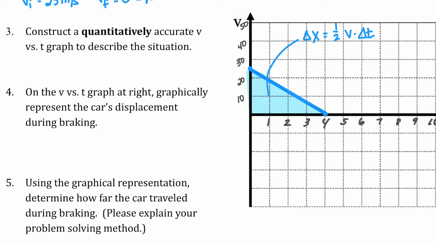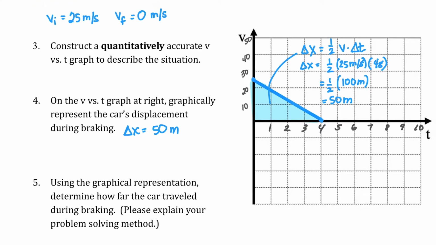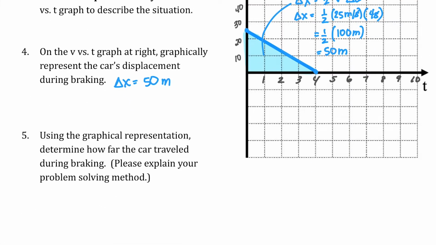So delta x is equal to 1/2, and the height of our triangle is 25. So we have 25 meters per second times the delta t, which is 4 seconds. We're going to do 1/2 times 25 times 4, and 1/2 and 4 cancel out to 2, so we have 100 meters over 2, which is 50 meters. So our delta x here is 50 meters, using the graphical representation to determine how far the car traveled.